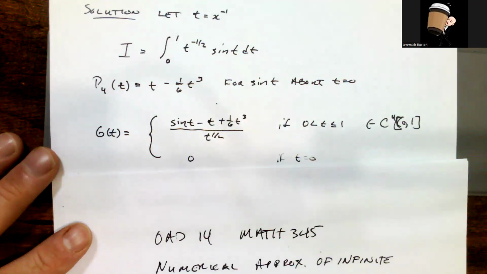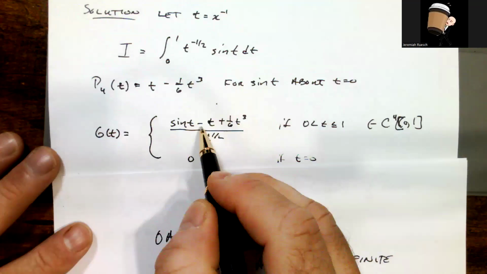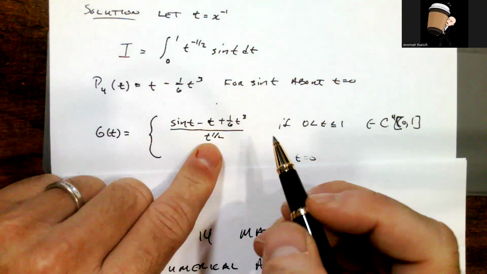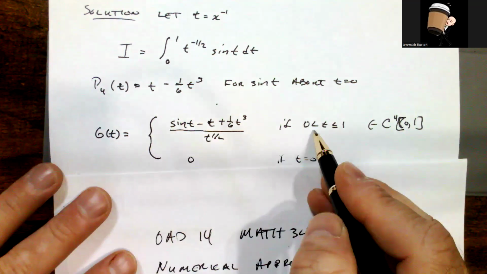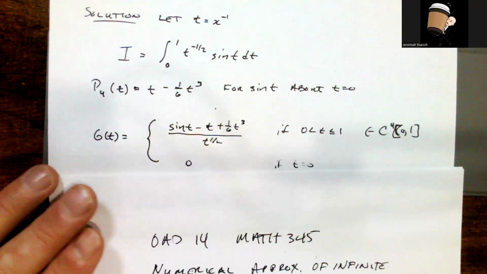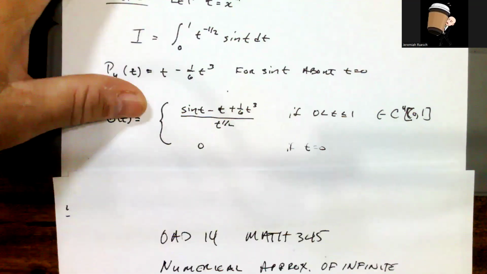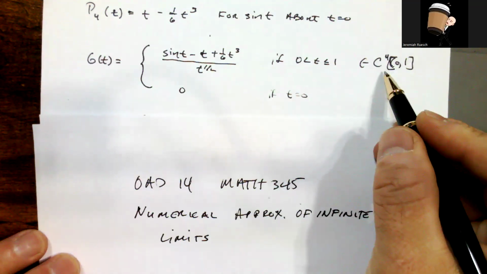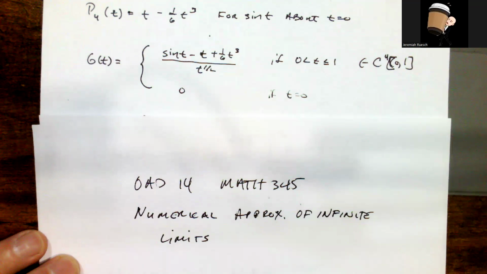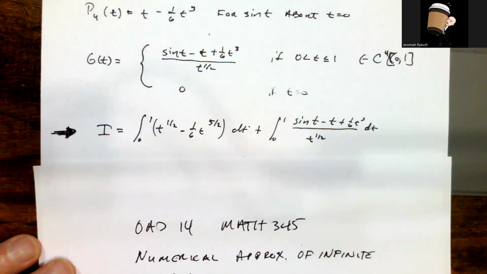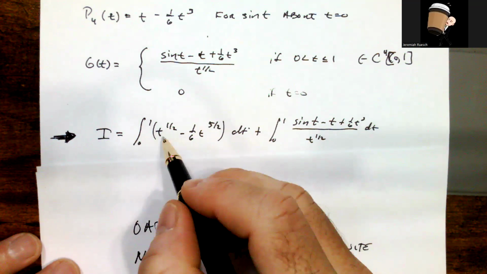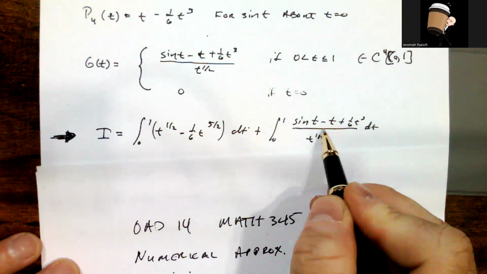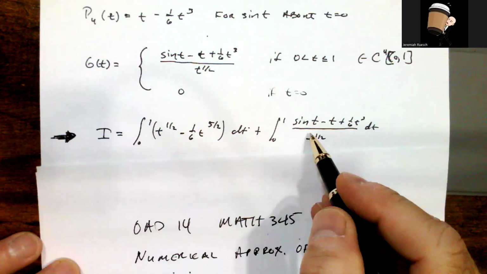And then our g of t is going to be the sine of t minus p4 of t over t to the 1/2. Remember, this is the minus sign here, so these signs switch. And this is true between 0 and 1. And we define that g of t is exactly equal to 0 when t is equal to 0. And note that this is in the class of continuous functions of degree 4 on the interval from 0 to 1. Okay, so then we can expand our integrand. From 0 to 1, we have t to the 1/2 minus 1/6 t to the 5/2 plus our capital G of t integrand, which is here.